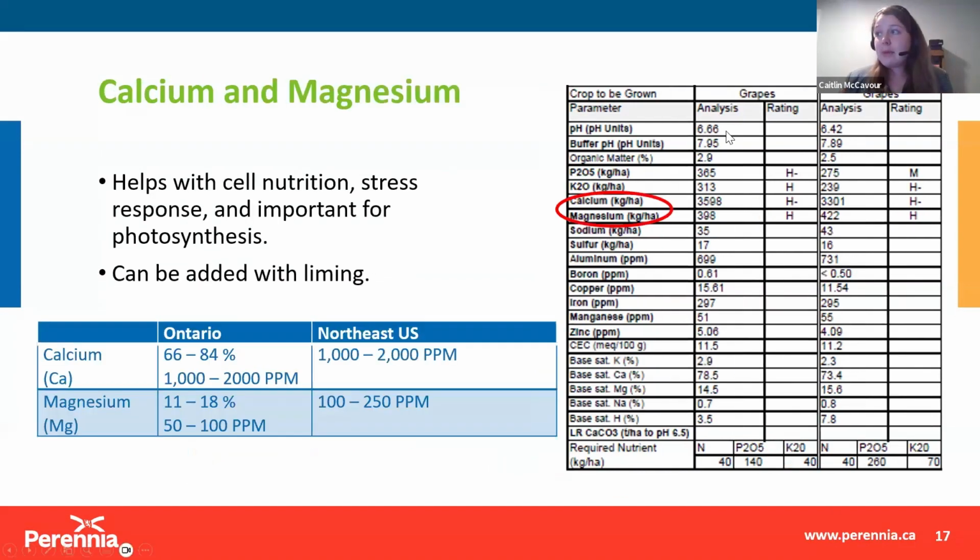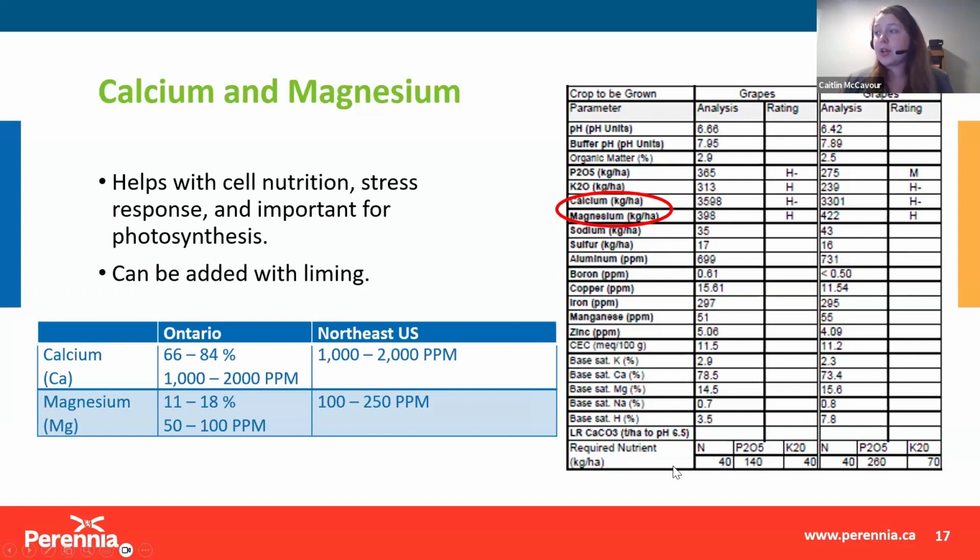And then we have calcium and magnesium. They help with cell nutrition and stress response. They're important for photosynthesis. Typically with calcium and magnesium, we're getting a lot of that through liming. So if you have a good pH, a lot of times it's directly related to calcium, but not always. So you could still require calcium.